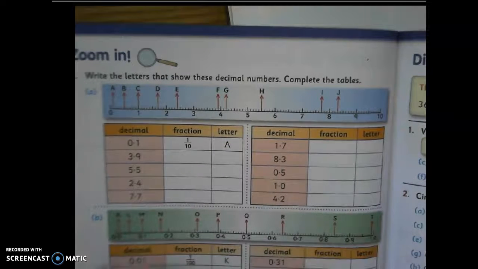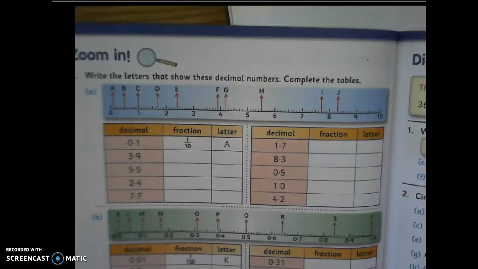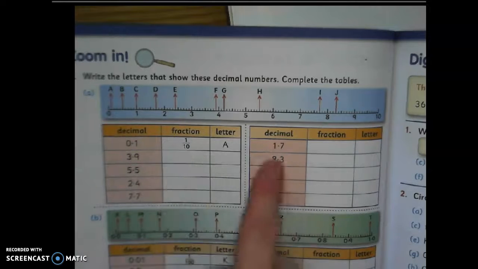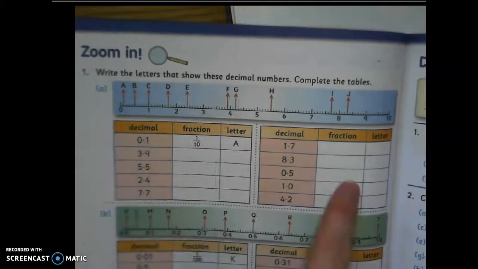Okay guys, so just a bit of decimal practice today. So it's just these boxes I have asked you to do. So question 1A, so just these.